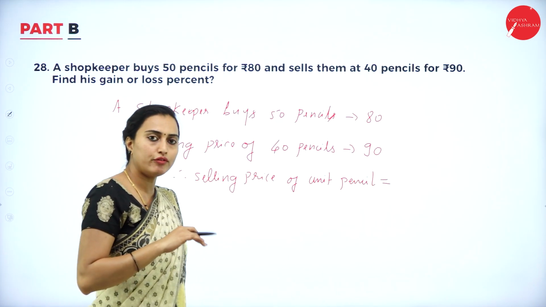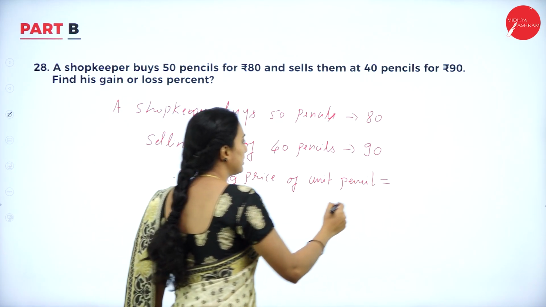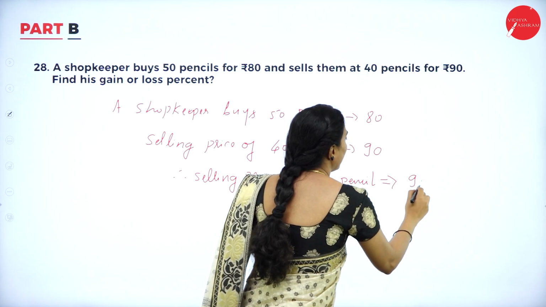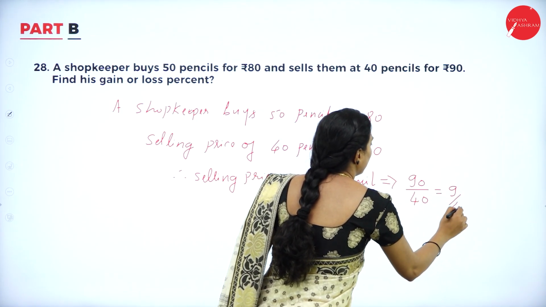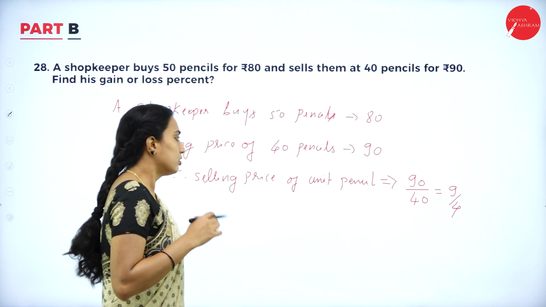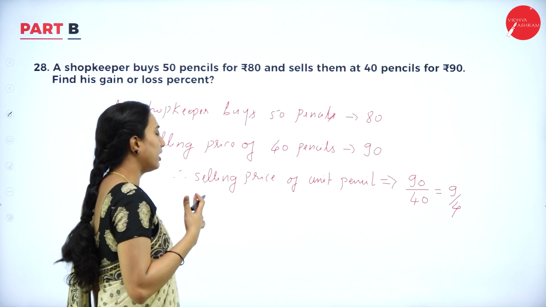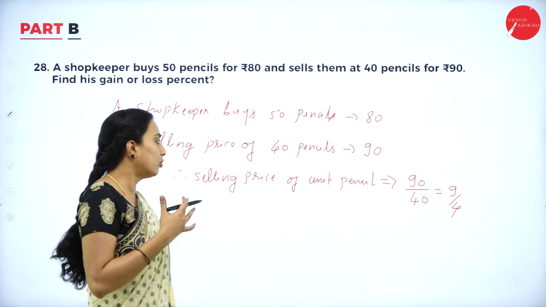So selling price of one pencil is equal to how much? 90 divided by 40, which is 9 by 4. Correct. So therefore, find his gain or loss. So what will it be?